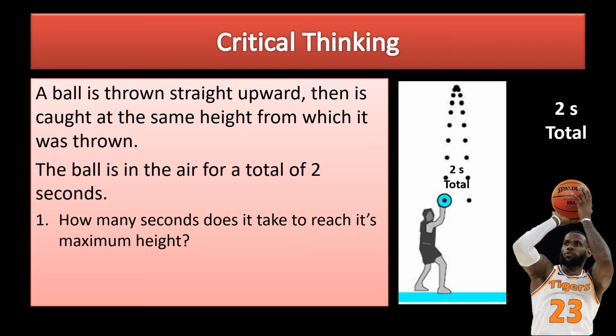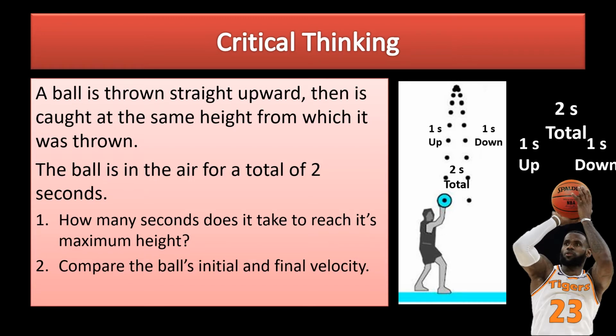Now remember, you are neglecting friction. You don't care about air resistance. So if it's completely symmetrical, it comes to the same height from which it was thrown, and it takes 2 seconds. What do you think? It takes 1 second to go up to the maximum height, and then 1 second to come down. Okay, so that's the first part of the symmetry of the up then down to the same height: it's half the time up, half the time down.